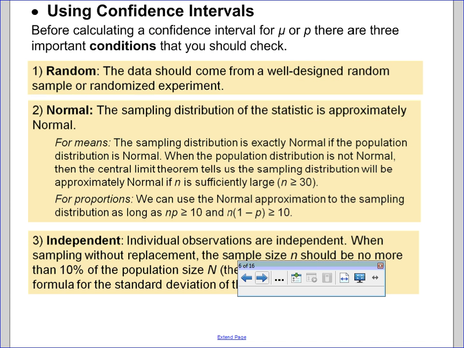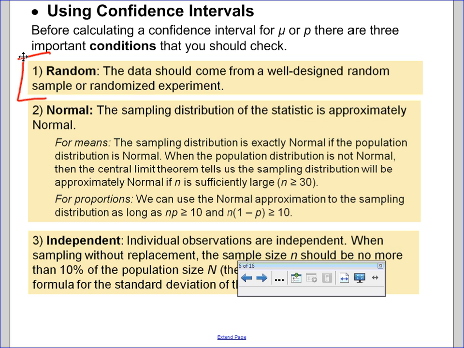So, in order to use a confidence interval, we have certain conditions that have to be met. We talked about in chapter 4 that in order to make inference about a general population, we had to have a random sample of the population. So if we're trying to capture a parameter, then we are trying to make inference about the entire population. So you must always check and state when creating a confidence interval that the sample was random.